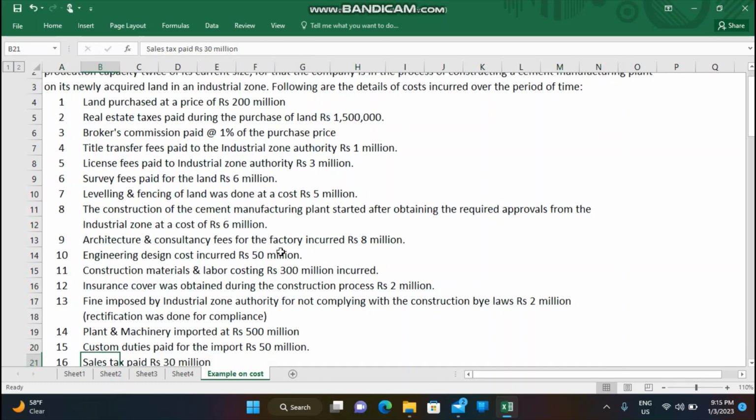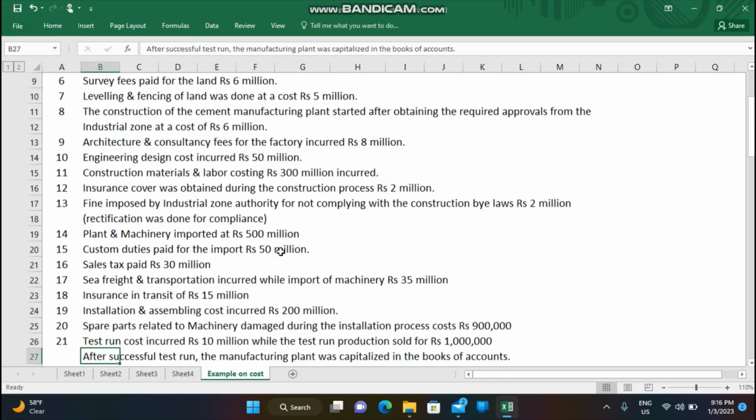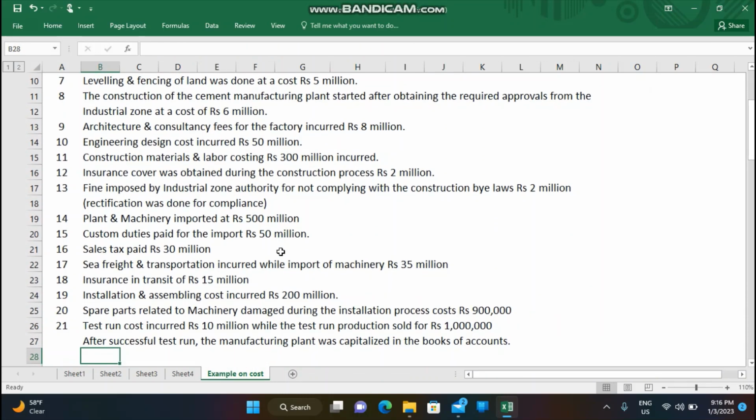In the next videos, we will be starting a topic related to this, which is called depreciation, and it is a very important topic associated with fixed assets.